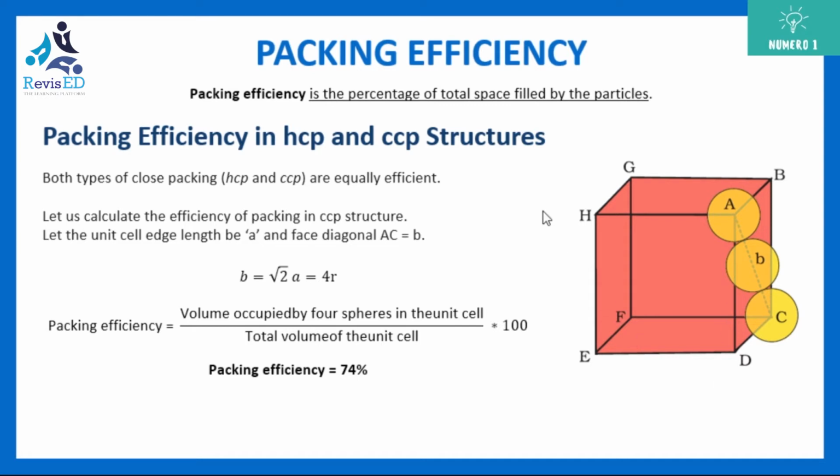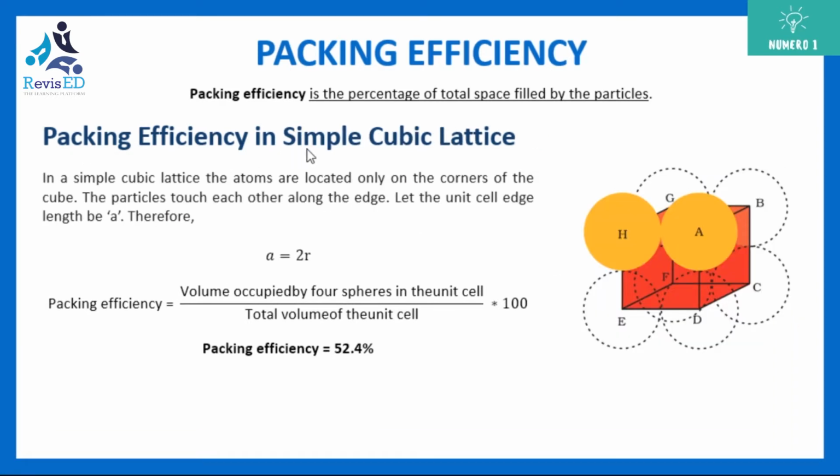Let's look at the next part. The next scenario is packing efficiency in simple cubic lattice. In simple cubic lattice, if you remember, I explained that if this is your cubic unit cell, the atoms are present only in the corners. In total there is only one atom present, but each atom is sharing 1/8 of its part. Here the relation between a and r, where a is the edge length, that is, you can say E to D, that length is equal to 2r.